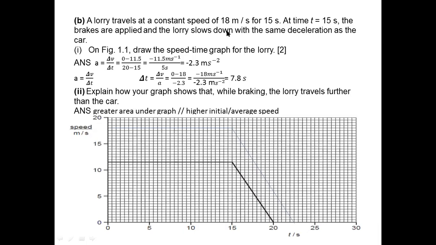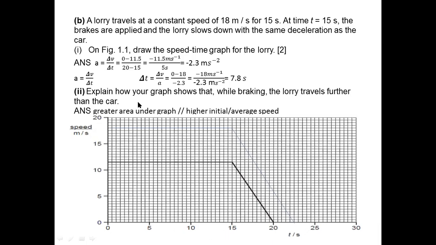So with the same deceleration, we have to calculate the time for the second lorry, and we're going to use the formula. Acceleration is change in velocity over change in time. So change in time will be equal to change in velocity over acceleration. So the time becomes 7.8 seconds. Change in velocity is final velocity minus initial velocity. Initial velocity for the second lorry is 18. For the first lorry, it was 11.5. For the second, it is 18. So the graph will start for the second lorry from 18. You can see the blue line, 18 meter per second till the time interval 15 seconds. After that, it decelerates to zero speed, and it will take 7.8 seconds. Total time from 15 till here should be 7.8 seconds, and it is in between 20 to 25.